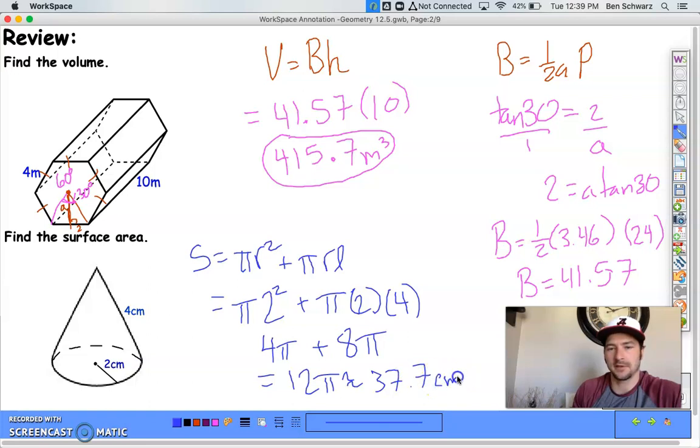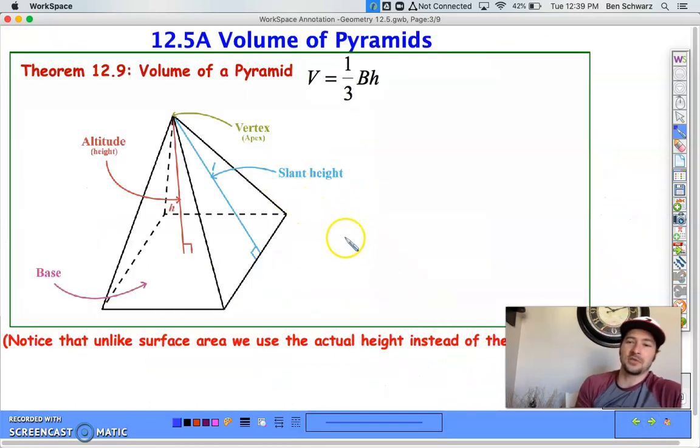And surface area, so centimeters squared on that one. So this is a little review before we keep going. Today we're doing volume of just pyramids. So volume of a pyramid is 1/3 area of the base times the height. So just like prisms and cylinders, but now we've got this 1/3.